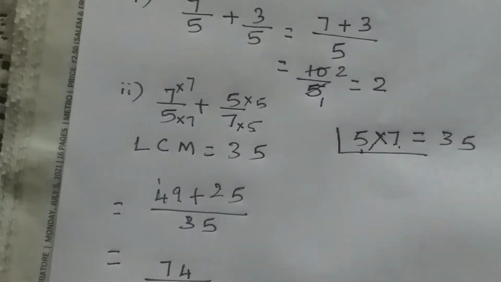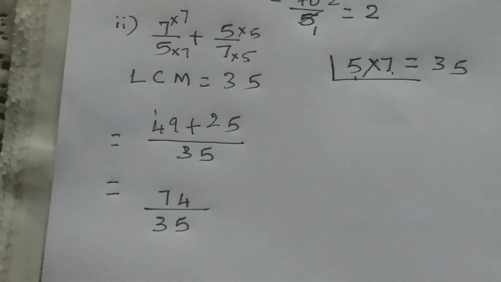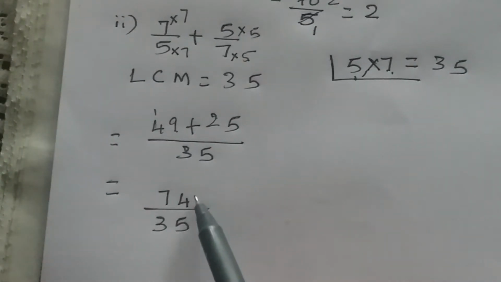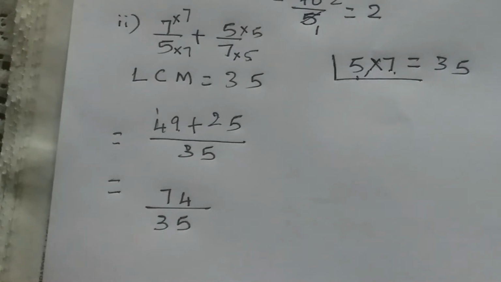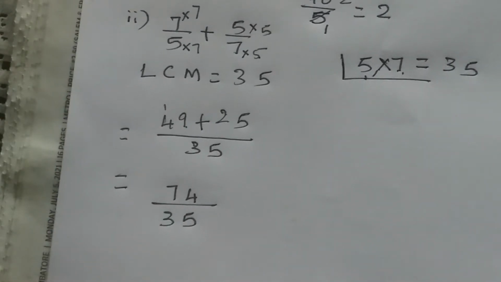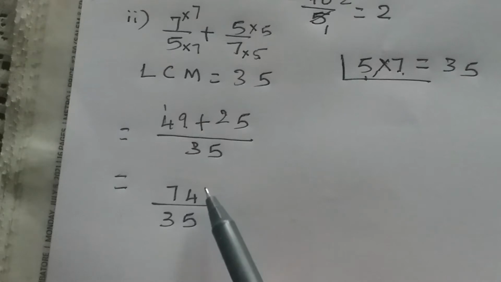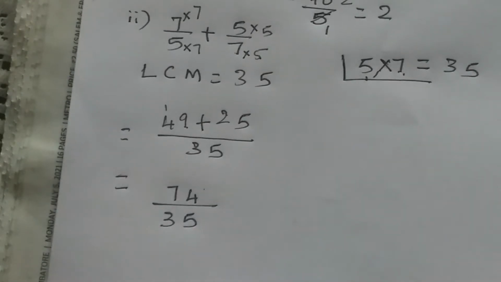Now you check for any common factor, whether 74 and 35 have a common factor. 74 is an even number, it comes in the 2 table, but 35 is in the 5 table, and 74 is not divisible by 5. 74 is divisible by 2, but 35 is not divisible by 2. So 74 and 35 don't have a common factor, but it is improper. The numerator is greater, the denominator is smaller.